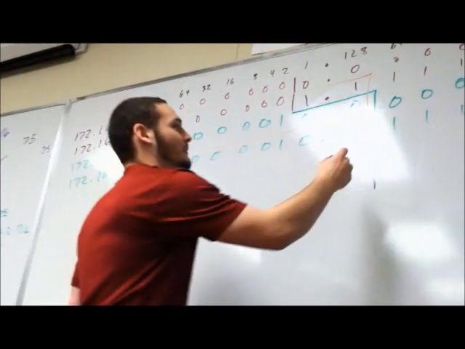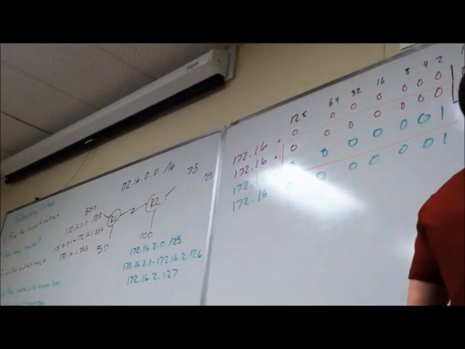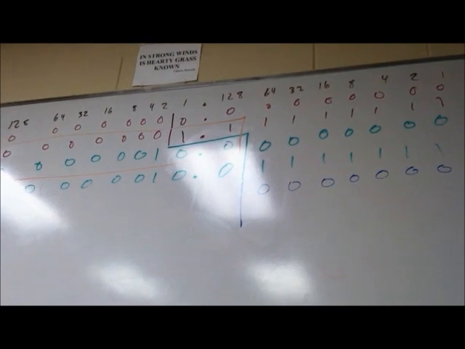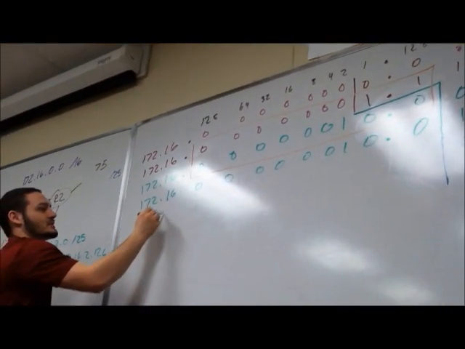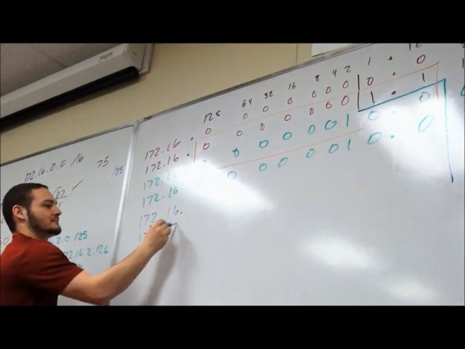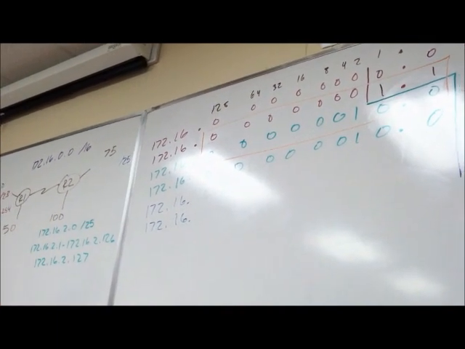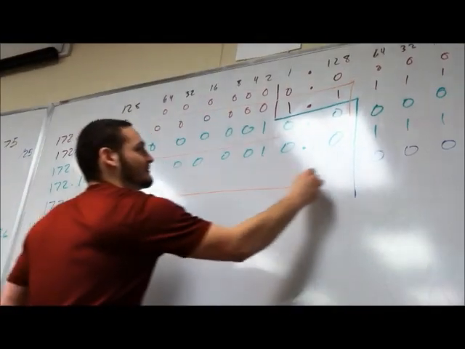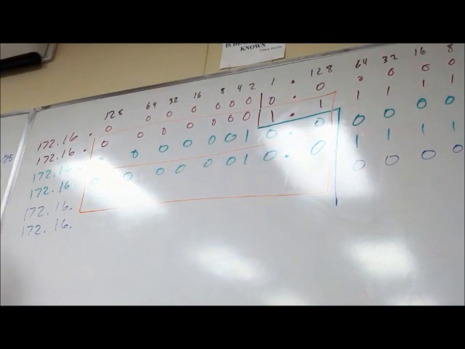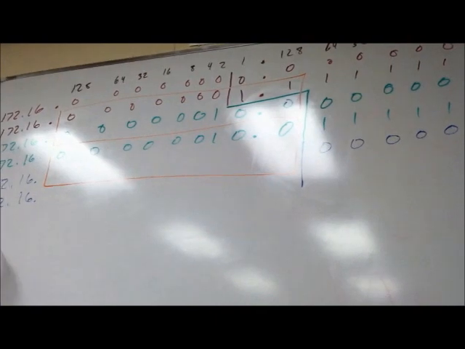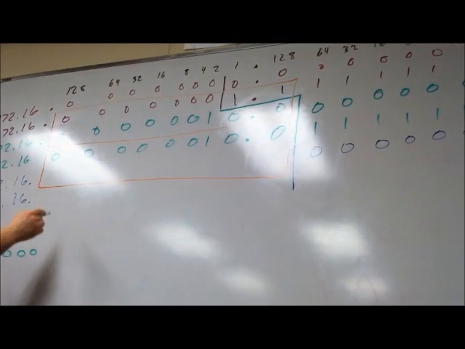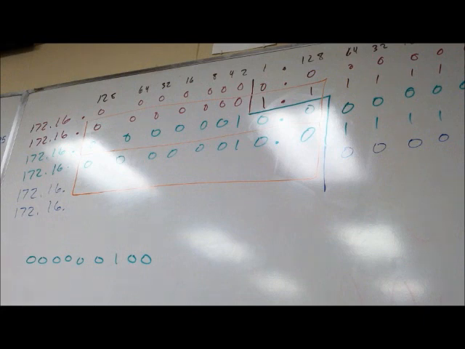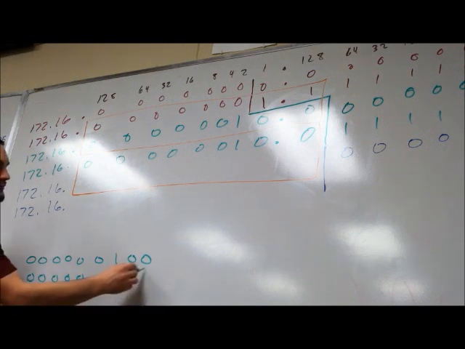So our network number is going to have zeros here. And we know the first 16 bits are never going to change, so it's still going to be 172.16 for everything. Now it's time to do this again. We want to get from 2.128 to the next possible number. Right, just go up by one.